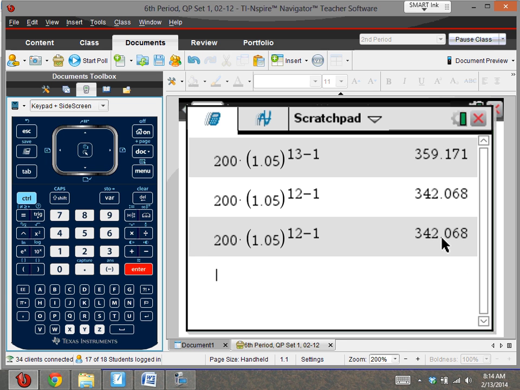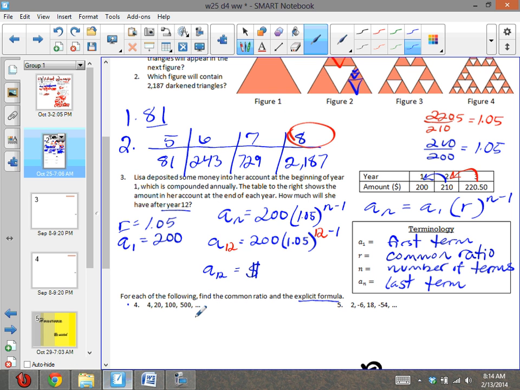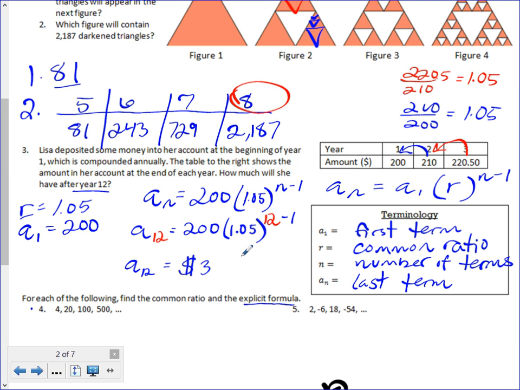So $342 and how many cents? No, 7 cents. Write them carefully.